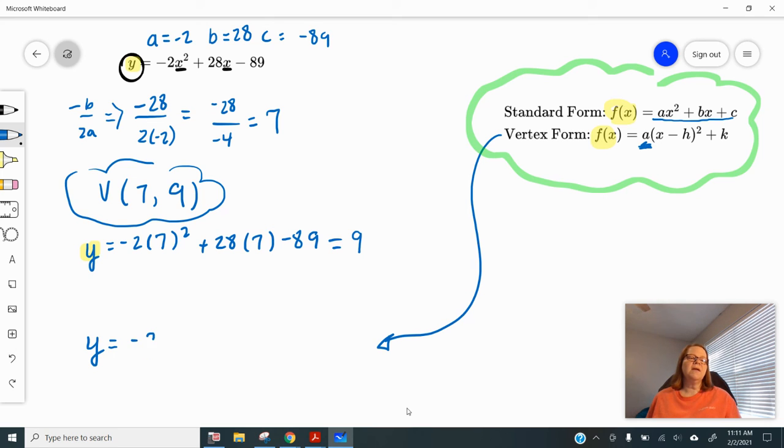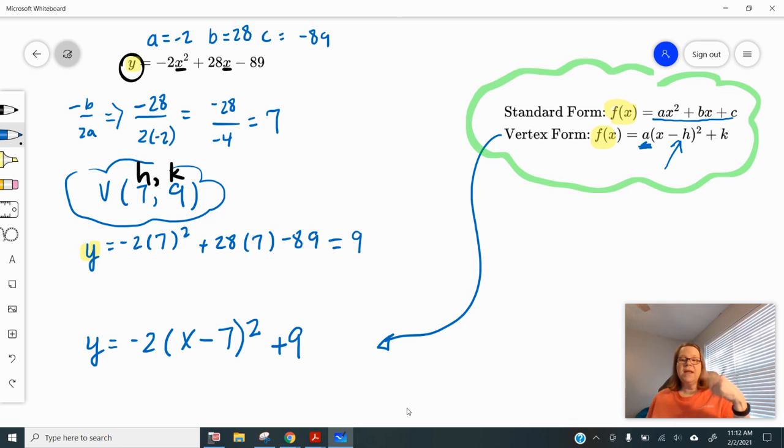-2 parentheses. And then it says x minus h squared. Well, here's what you need to know. When we found that vertex, that is h, k. The vertex is h, k. So it's x minus h. So x minus, and h is 7. So x minus 7. So if the vertex is 7, it's going to be a -7 in the parentheses, and that's squared. And then it says plus k, and k is a 9.